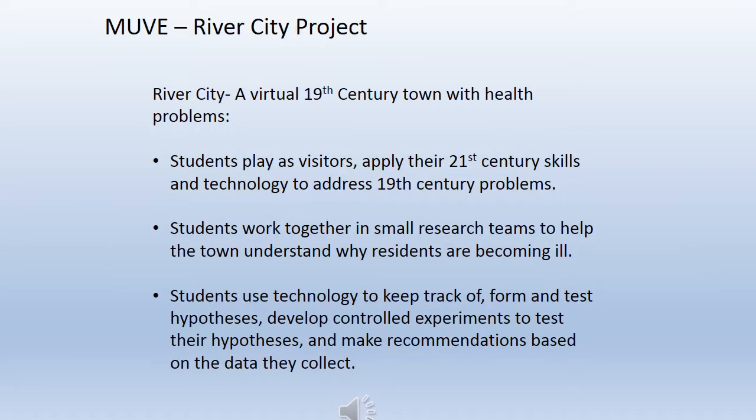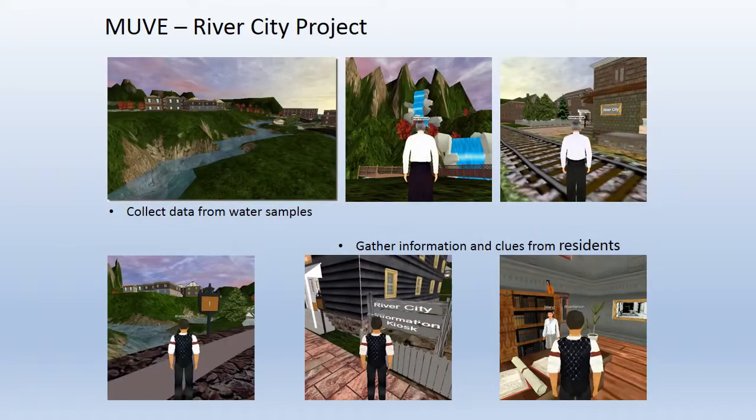The MOVE system was created in the year 2000 for the River City Research Project. In the MOVE system, there is a virtual town called River City. The residents of the city are becoming ill, so students play as visitors and work together in small research teams to help solve this problem. When solving this problem, students apply their 21st century skills and technology skills. This is how they learn. In this next slide, here are some pictures of the MOVE system. Students can collect data from water samples, gather information and clues from residents, and develop controlled experiments to test their hypotheses.